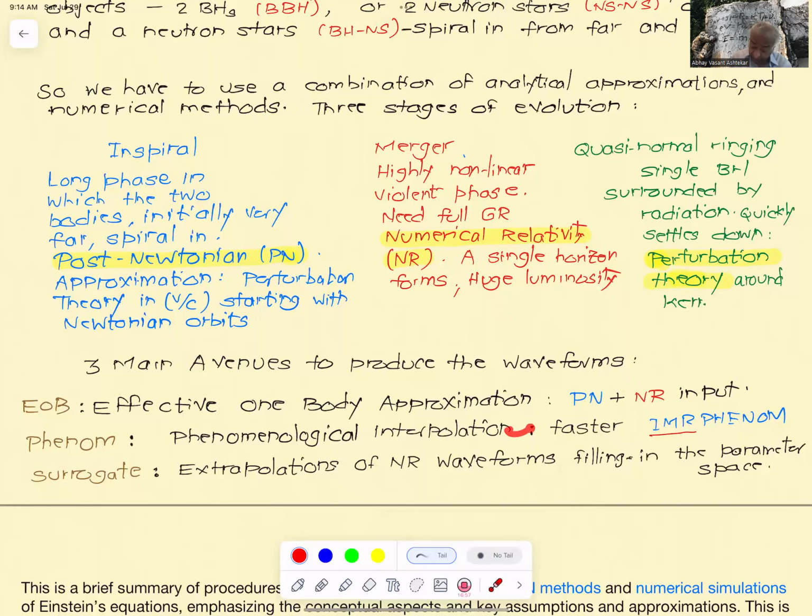So here one works in the frequency domain. Here one was working in the time domain. In other words, in the physical space-time, one is looking at the waveforms in time, whereas here one is looking mainly at the waveforms in the frequency domain. And one takes these waveforms, which might come from EOB or from post-Newtonian methods, and then stitches to them, which I'm going to talk about in a minute, the numerical waveforms.